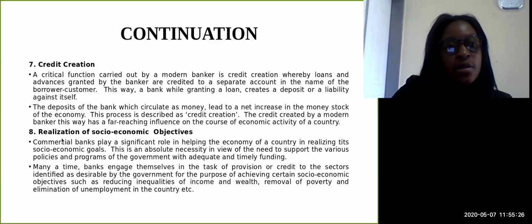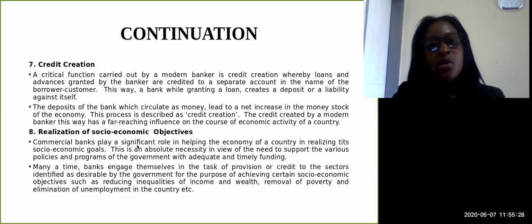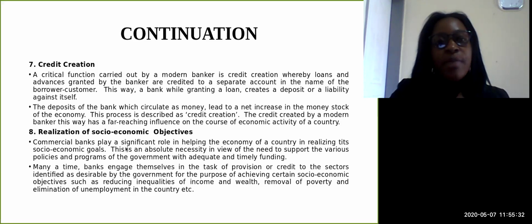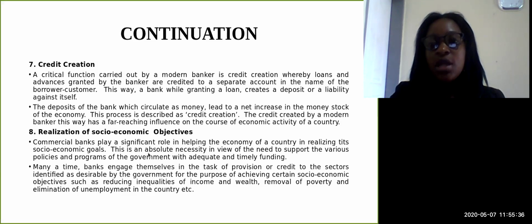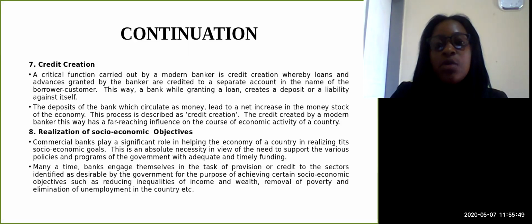The eighth is realization of socio-economic objectives. Commercial banks play a significant role in helping the economy of a country in realizing its socio-economic goals. This is an absolute necessity in view of the need to support the various policies and programs of the government with adequate and timely funding.